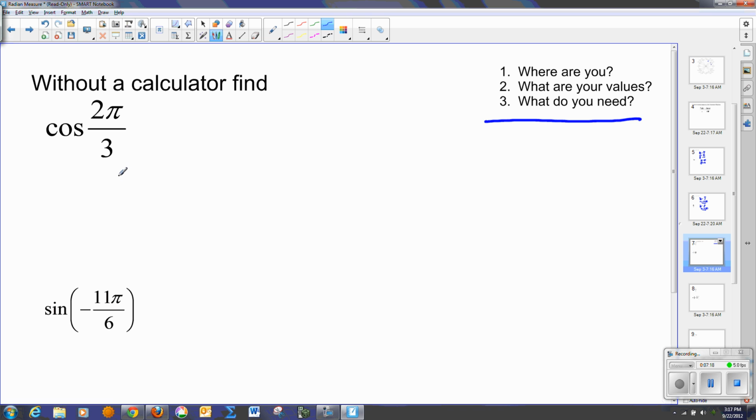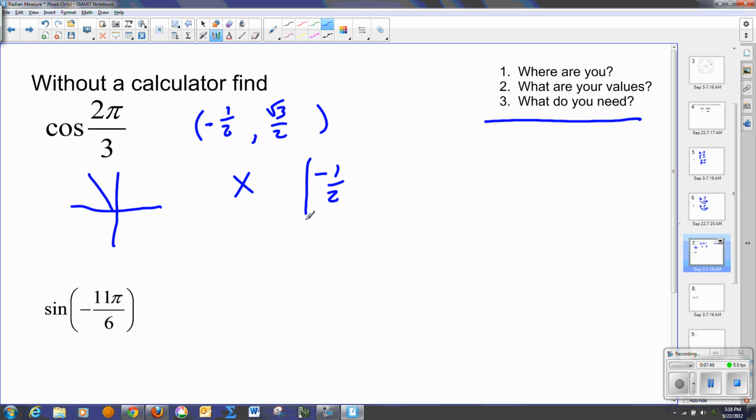So 2 pi over 3 is in the second quadrant. And I know 2 pi over 3 has x and y values equivalent to that of 120 degrees. So those x and y values are -1/2 and √3 over 2. But I'm looking for my cosine value, which means I need my x value. Therefore, -1/2 is equivalent to the cosine of 2 pi over 3.